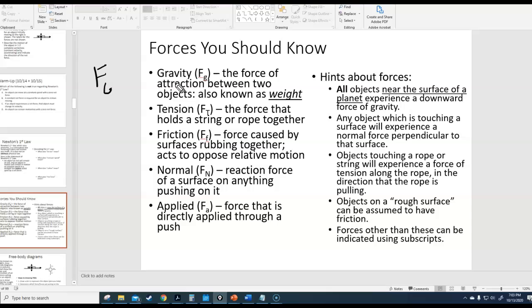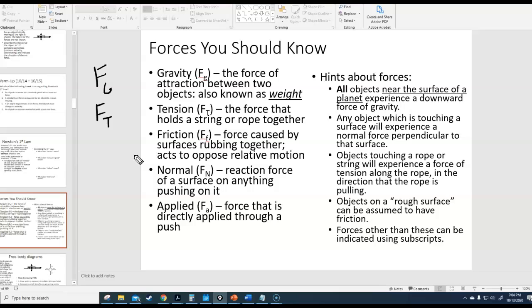Okay, so we have the force of gravity. The force that holds a string or rope together is what's called the force of tension. One very easy way to recognize whether you have tension in a problem: if there's a rope or a string in the problem, there's probably a force of tension. So you would write Ft for the force of tension. That's the force that pulls along the rope or pulls along the string.